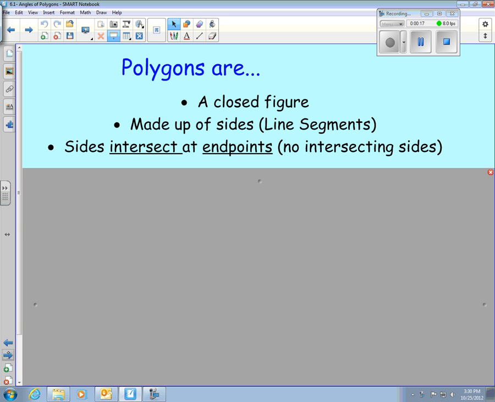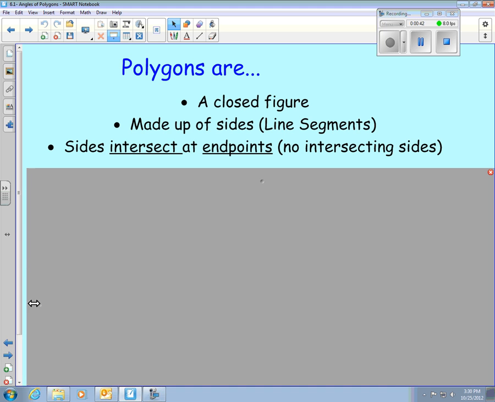So you'll notice by our notes we have a big chart, and so let's start off. It doesn't have any space on the note sheet to talk about this, but I want you to just jot up on the top or the bottom blank spot that polygons are a closed figure made up of sides, so line segments, and the sides intersect at endpoints. So there are no intersecting sides here. The two lines come together to make a point.